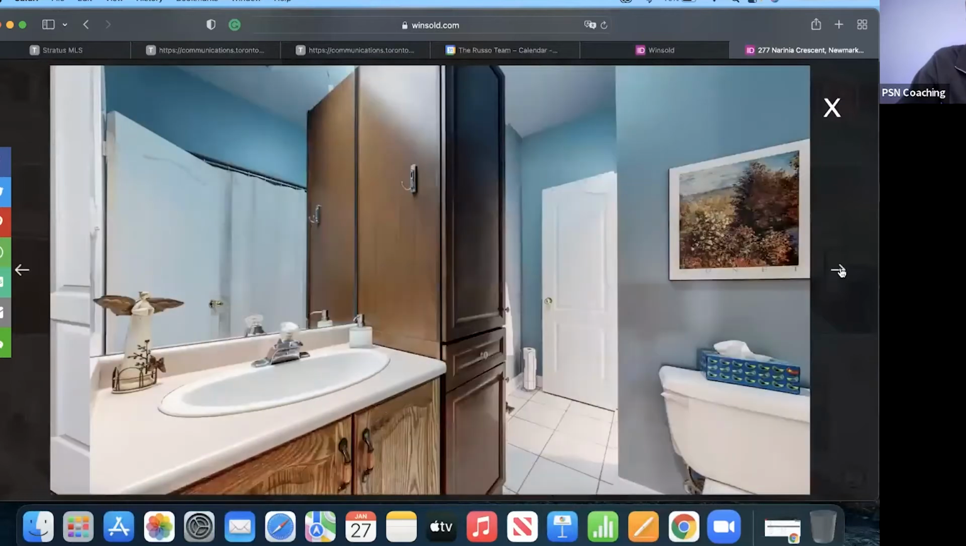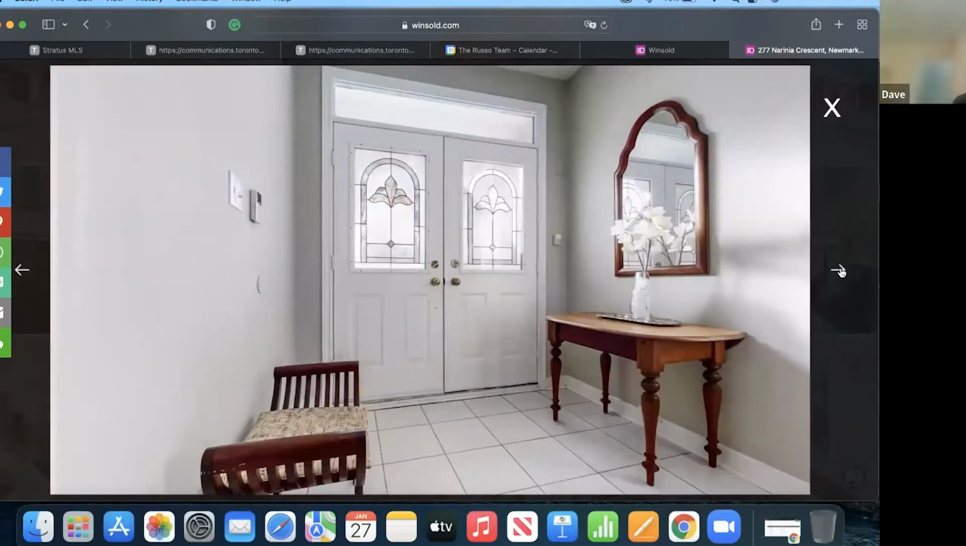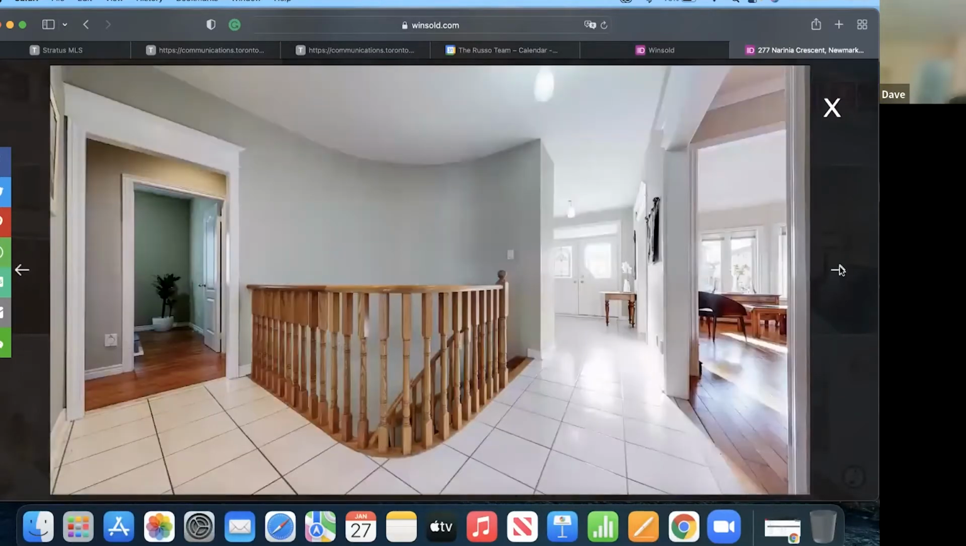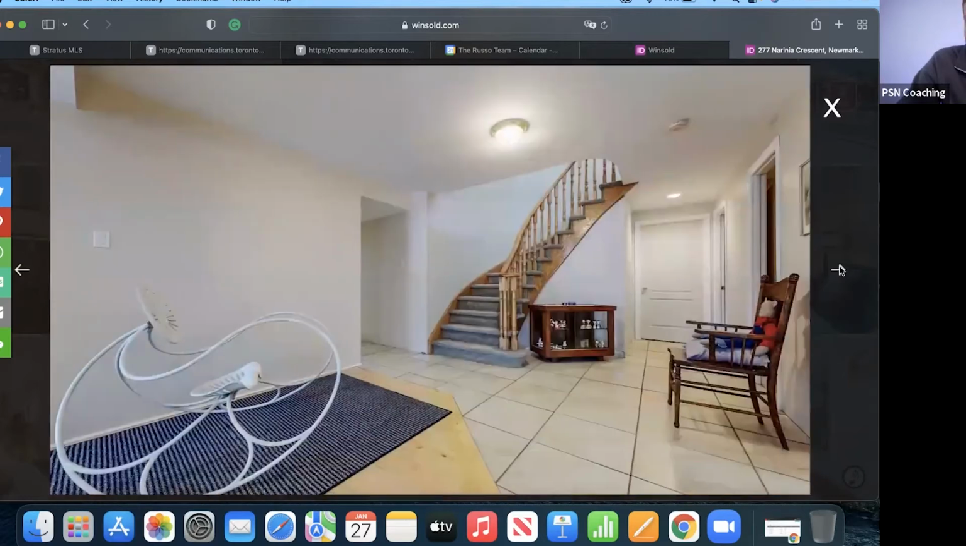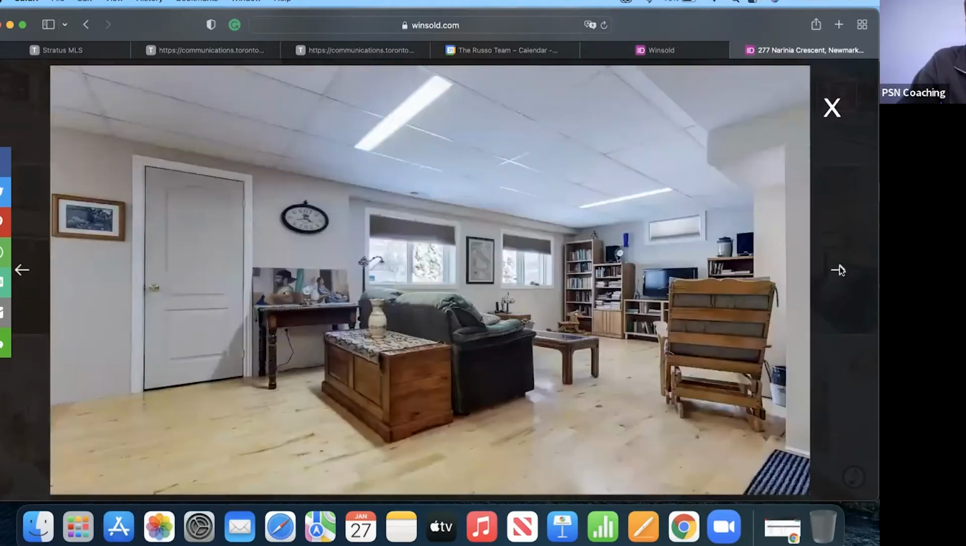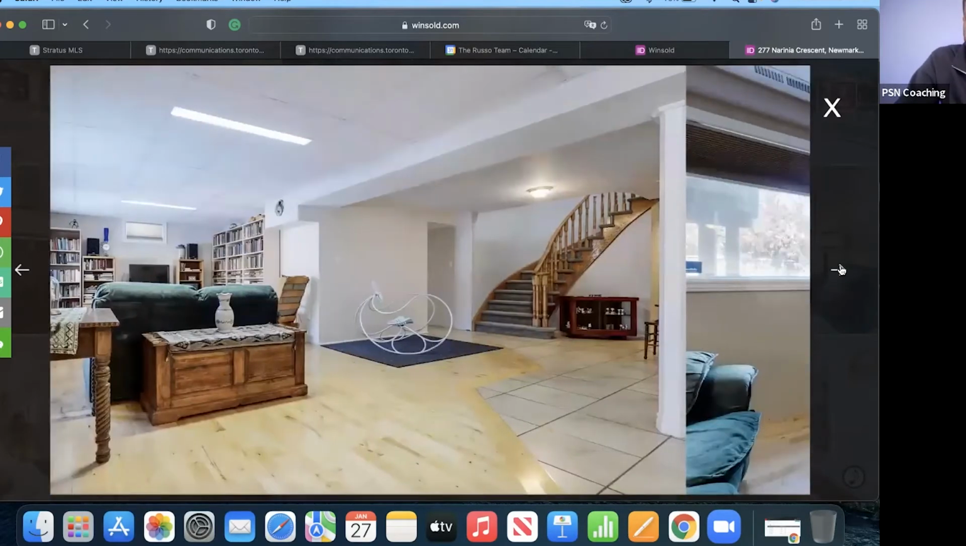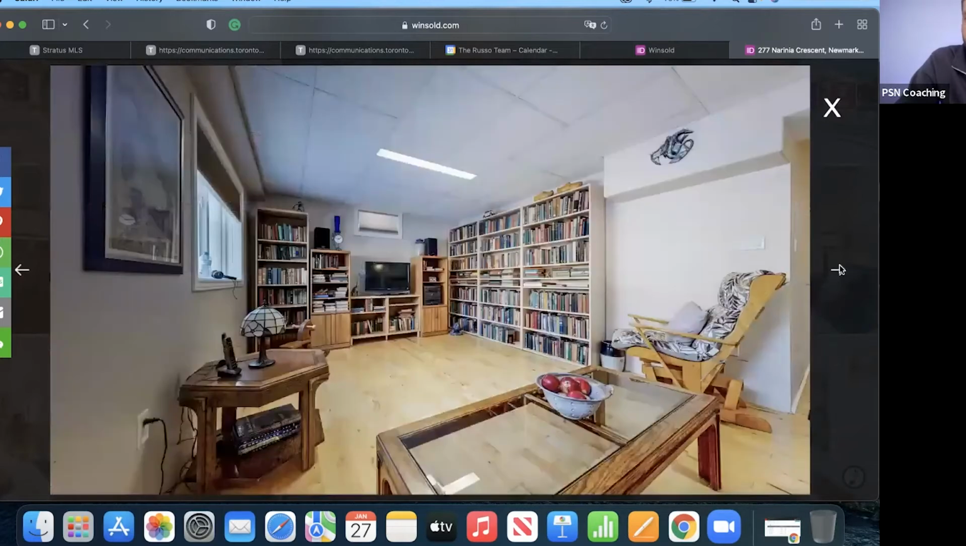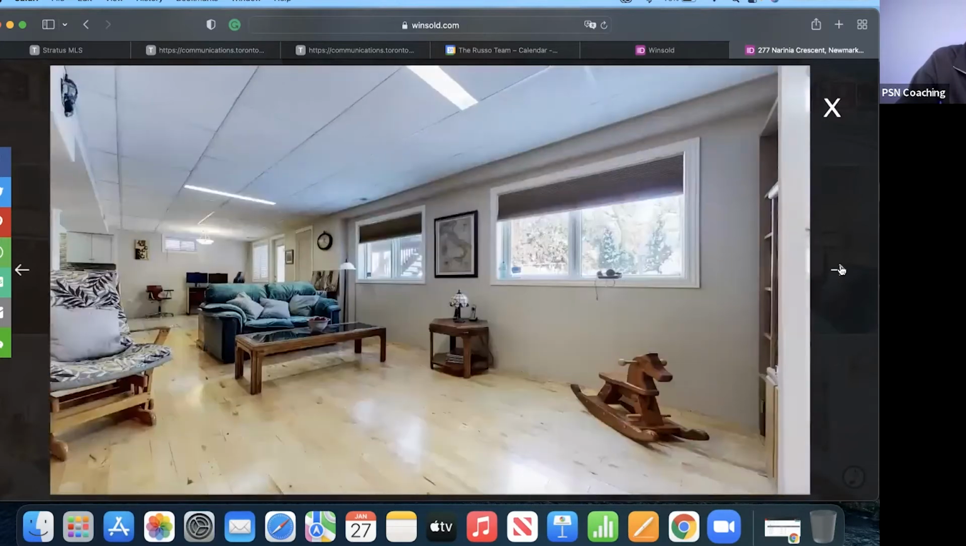Very easy job, right? The bathrooms need to be redone. The tiles, the stairs, it's all cosmetic. This is the basement here, nothing crazy, it's just done up. It'd be better if it had smooth ceilings, pot lights, all this stuff, right?